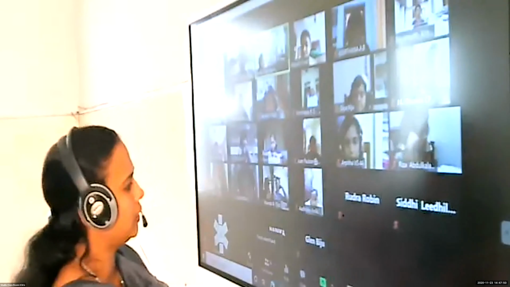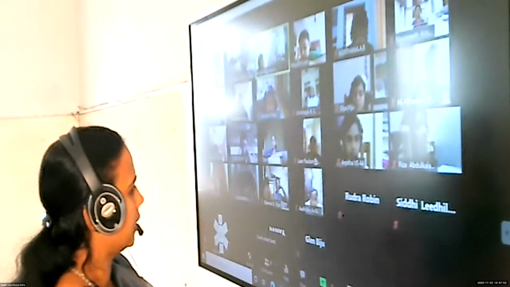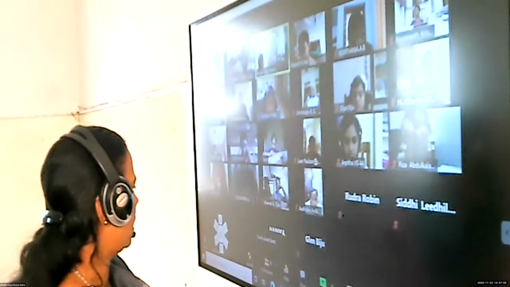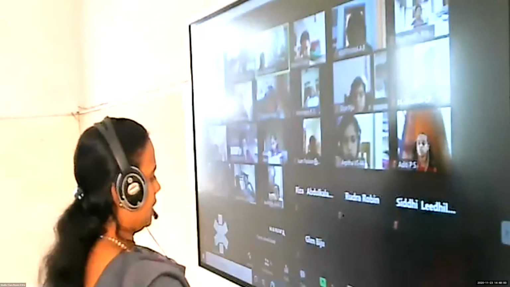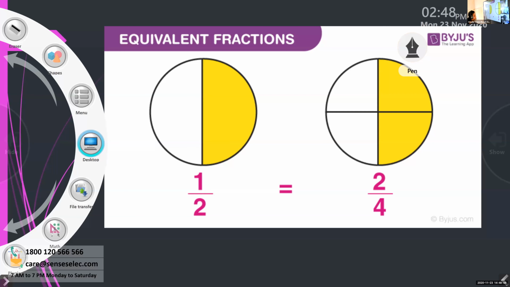Now please pay attention. Siddhi told me that she cannot put on the camera. What about Glenn, Rudra, Nainika and all? Please turn on your camera and try to be very attentive in the class. Okay, children? It is a very easy topic if you are listening. Now all of you please observe the pictures carefully. Srihari, can you see the board? Please unmute and speak. Yes, Mayuk. Can you see the board clearly? Yes, ma'am. I am unmuted.